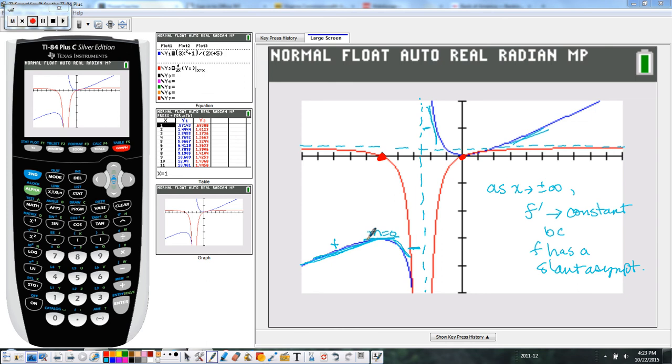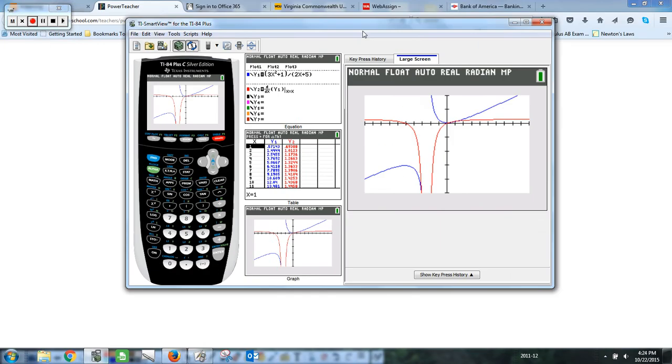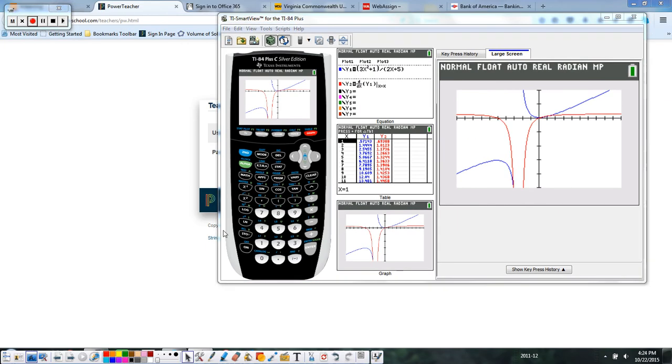So you can start making that connection between what we see on the graph of f and what we see on the graph of the derivative. Now, what they had asked me to do for this one is calculate.